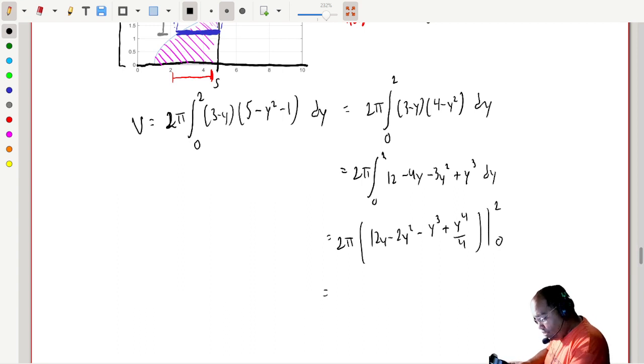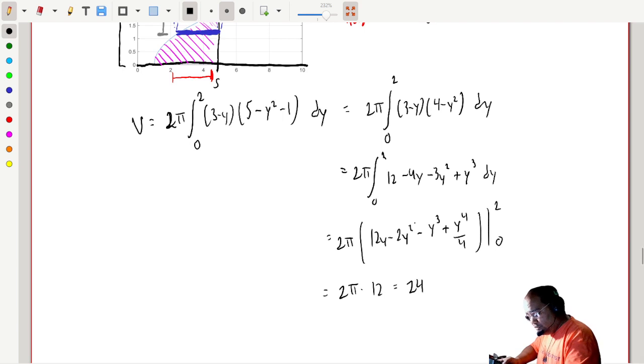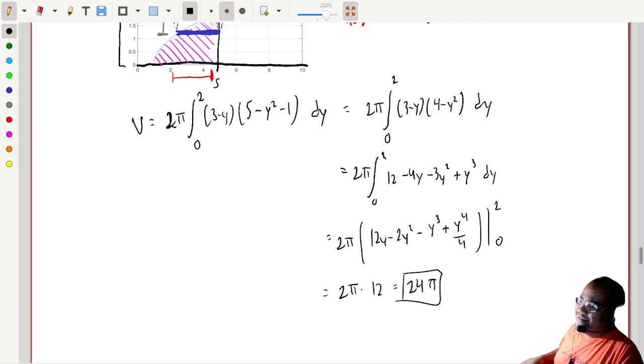So 2 times 12 is 24. Minus 2 times 2 squared, and minus 2 cubed, which is 8. And then plus 2 to the 4th, which is 16, divided by 4. That just came out to 12. So we have 2 pi times 12, and that is 24 pi. How neat is that?